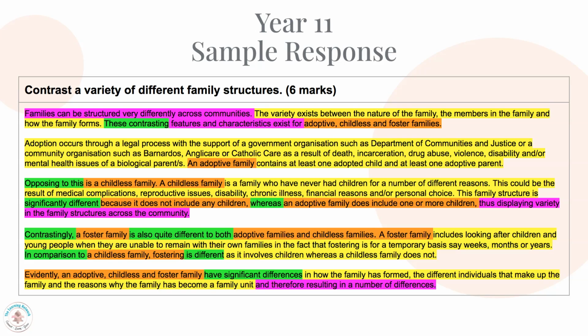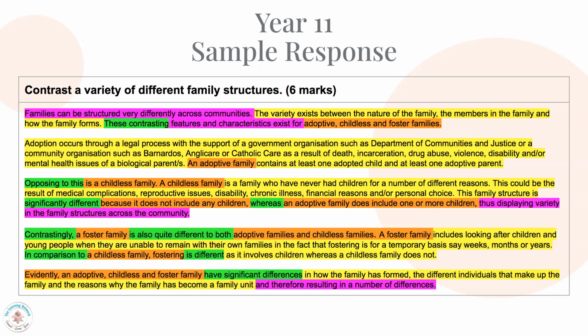A childless family is a family who have never had children for a number of different reasons. This could be the result of medical complications, reproductive issues, disability, chronic illness, financial reasons, and or personal choice. So here's lots of examples about that particular family structure. This family structure is significantly different. This is showing the contrast, because it does not include any children. Whereas, again, here's the contrast, an adoptive family does include one or more children, thus displaying variety in the family structures across the community.